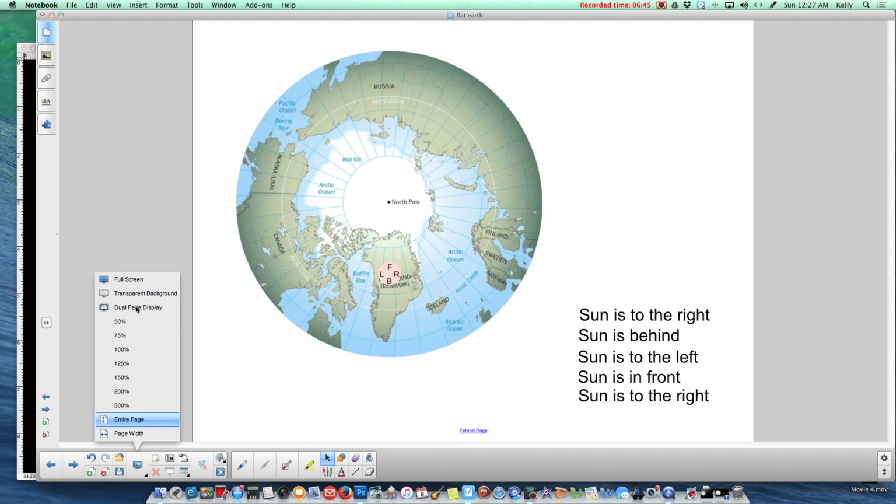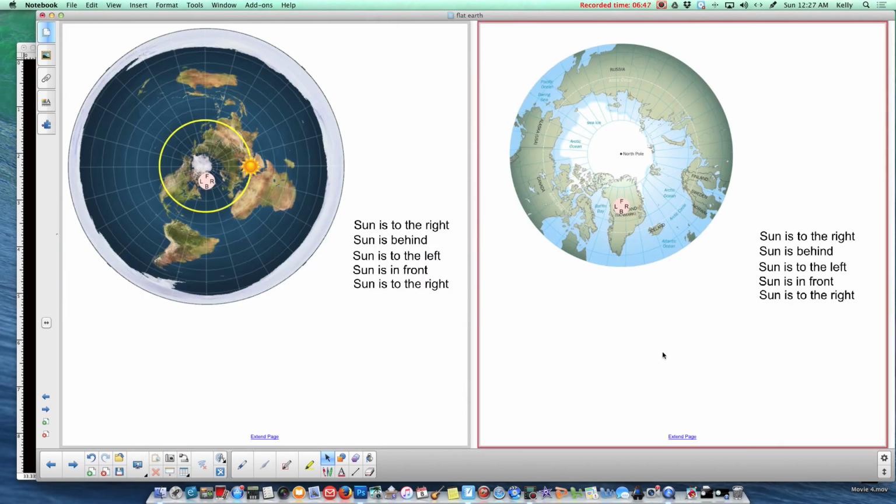Now, I'm just going to take a quick look. Let's pull both of these up here. And doesn't that look familiar? Right, behind, left, front, right. Right, behind, left, front, right. There is no zigzag. Okay? It's exactly the same if we look at the motion for the sun for both of them. The apparent motion is the same for each model.